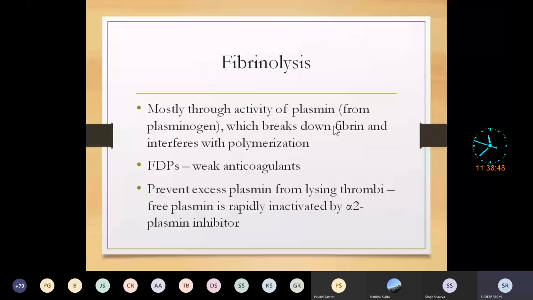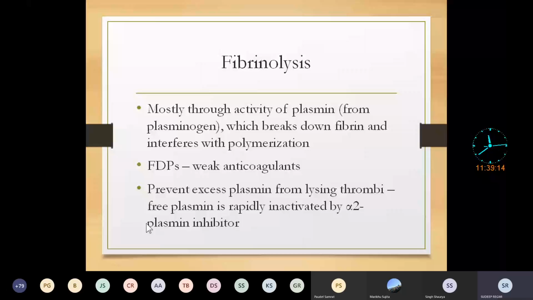After breakdown of the fibrin, there will be production of fibrin degradation products. Now, they are also weak anticoagulants. And it prevents excess plasmin from lysing thrombi, and the free plasmin is rapidly inactivated by alpha-2 plasmin inhibitor.